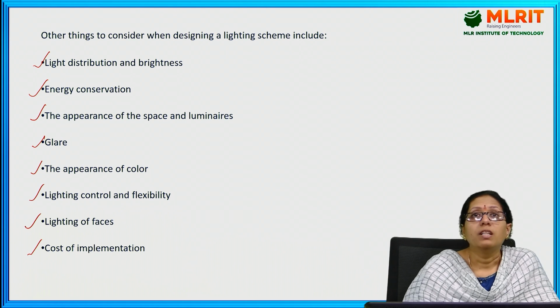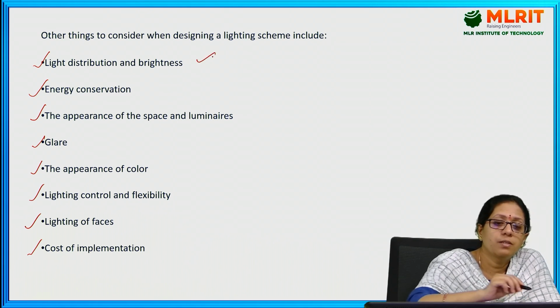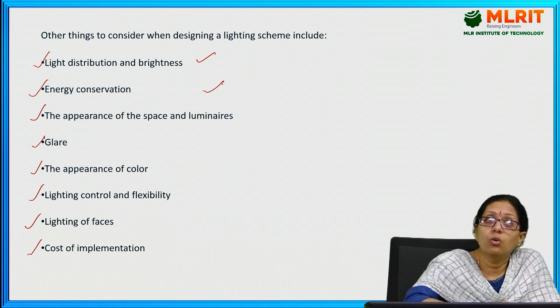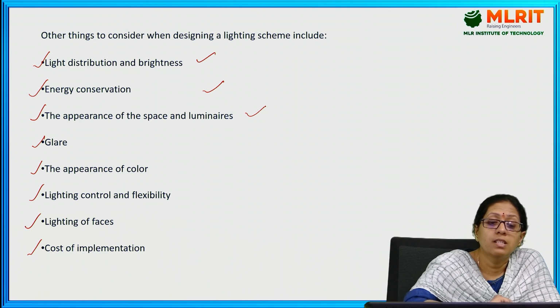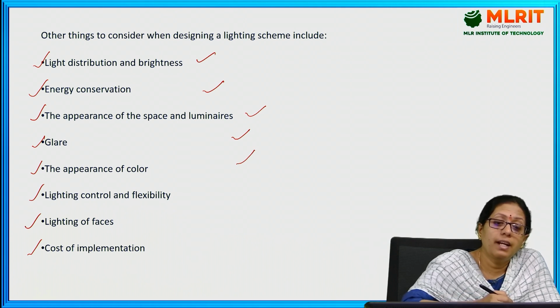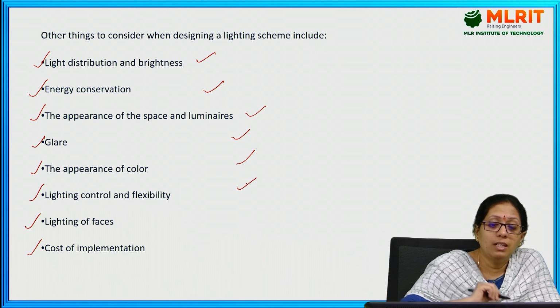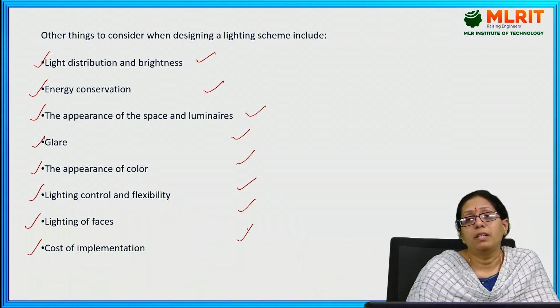So in brief, the points to be considered for designing a lighting scheme are light distribution and brightness, energy conservation, that is low energy consumption, appearance of the space and luminaires. Next one is glare; there should not be any kind of glare. Appearance of color, which type of color lighting you want. Next, lighting control and flexibility. Next, lighting of faces and cost of implementation, the overall cost for implementing the lighting system.